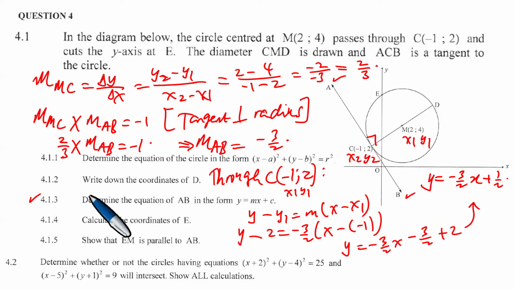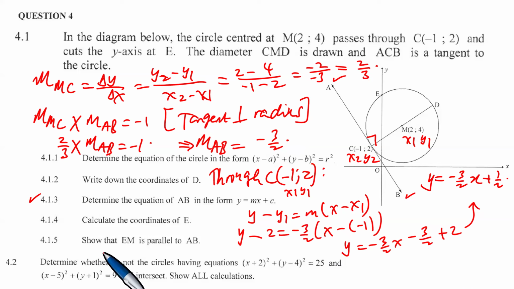And after we found the gradient of MC, we're able to say the gradient of MC times the gradient of AB is -1 because tangent is perpendicular to radius. The gradient of MC, therefore, is 2/3 times the gradient of AB, which is -1, meaning the gradient of AB is -3/2. Through the point C is the line AB, so that in the end, then we have y minus y1 equals m, which is the gradient of the line AB, which is -3/2. And we simplify everything as done here. Okay, so just take note of this calculation process, to make sure that you understand everything.